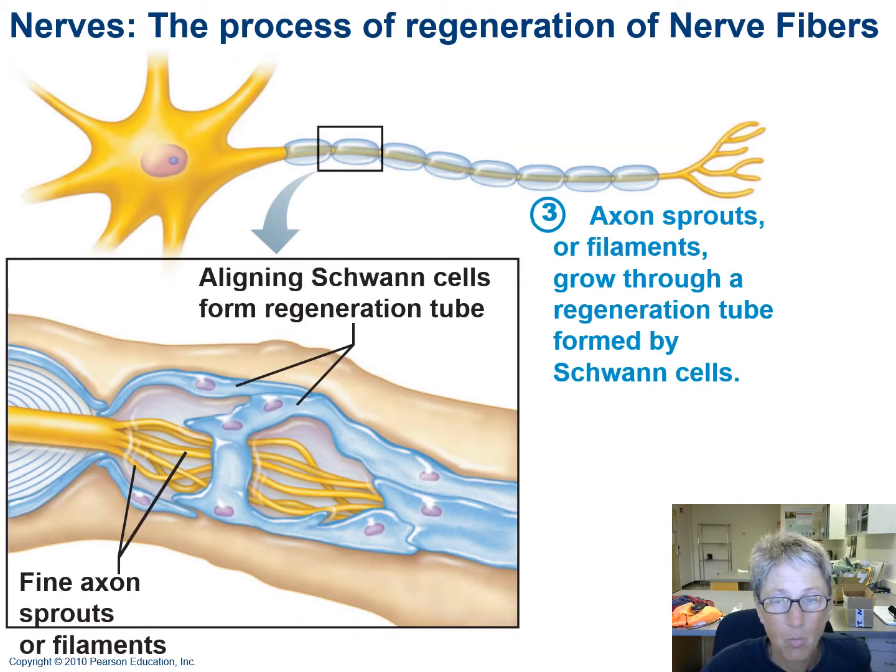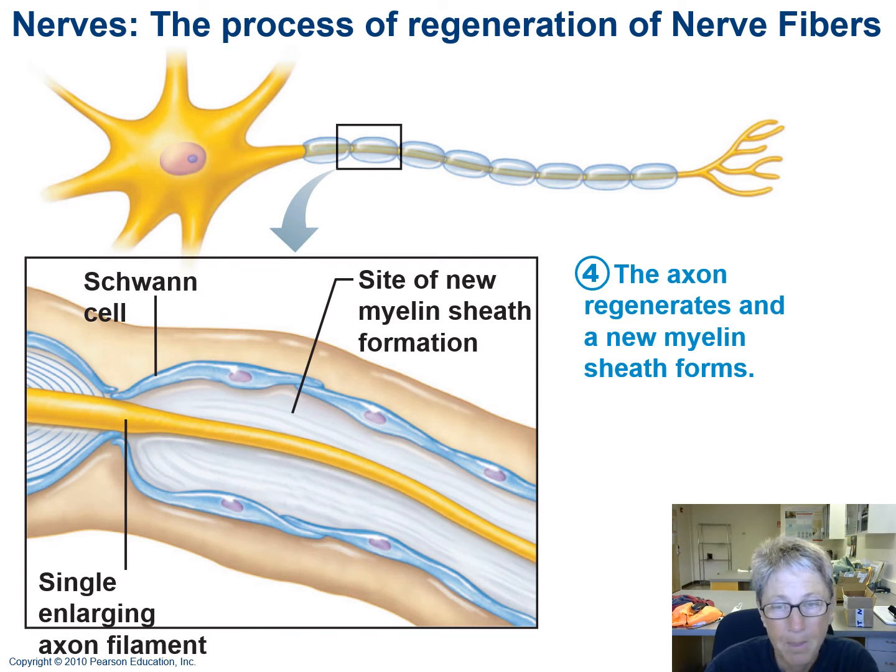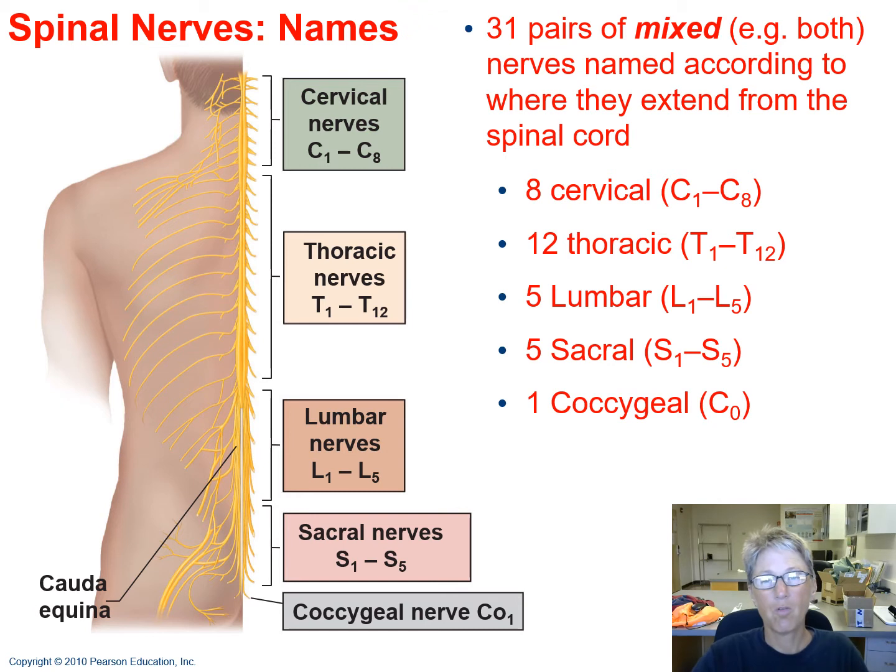And then the axon will sprout or grow filaments through a regeneration tube. So here's the axon. It's growing these sprouts, and they'll hook up with the other part of the axon that was torn. The Schwann cells are aligning to form the regeneration tube to regenerate the nerve. And then the axon completely regenerates, so you have a single axon, and you get a new myelin sheath forming with the Schwann cells. Woohoo, you just fixed your nerve.